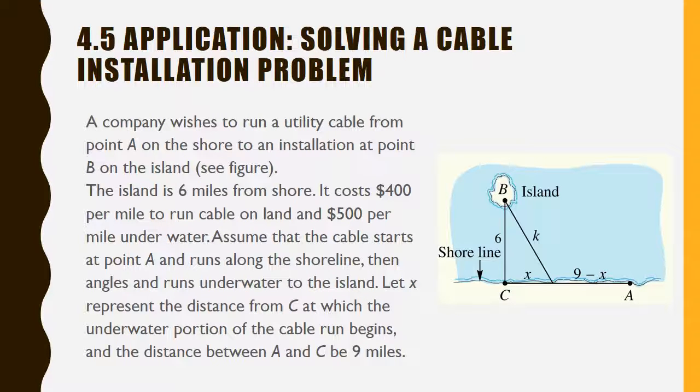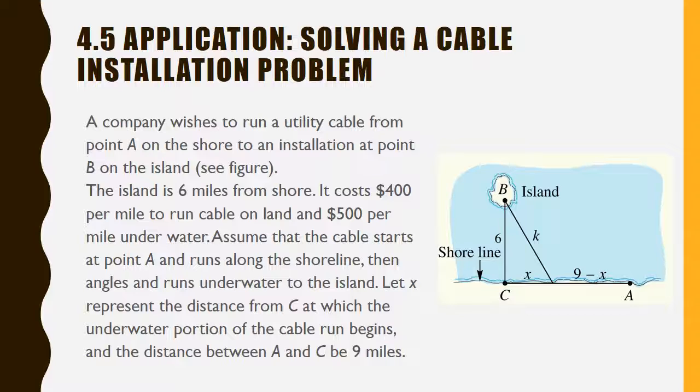Okay, now we're going to do an application problem. A company wants to run a utility cable from point A on the shore to an installation at point B on the island. And you can see the diagram. The island is 6 miles from the shore. So from B to point C, which is the straight, shortest distance to shore, is 6 miles. It costs $400 per mile to run the cable on land and $500 per mile underwater. Assume that the cable has to start at A. It's going to run along the shoreline, and then it's going to angle and run under the water.